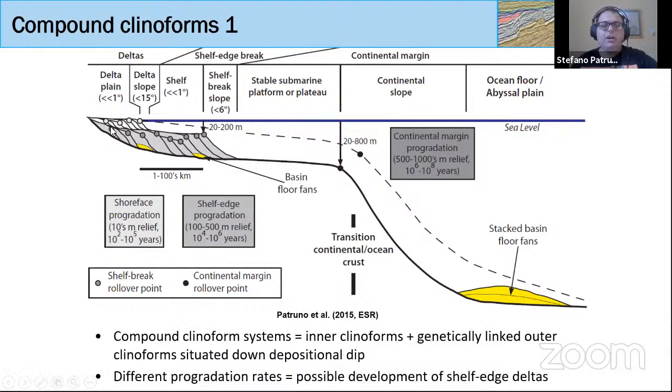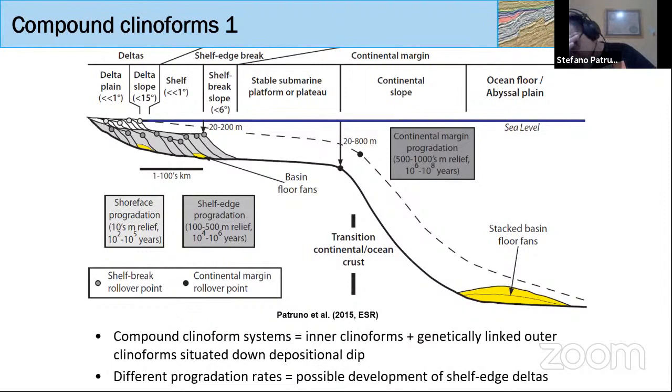So as I said before, at the beginning of this talk, if you see these independent clinoforms that are prograding at the same time, or at different rates, together, we call it compound. Now, this term compound, in the original definition, a lot of people only applied to deltas.